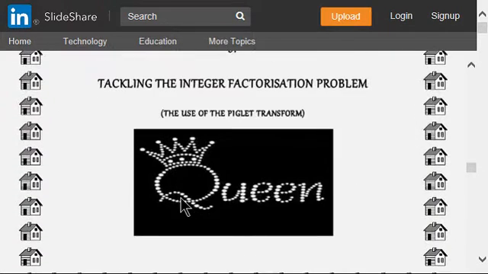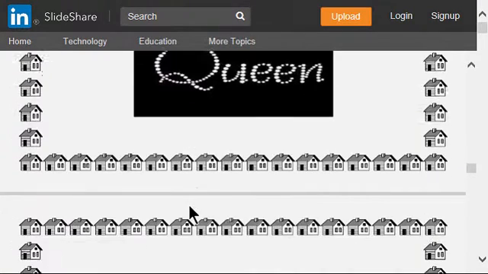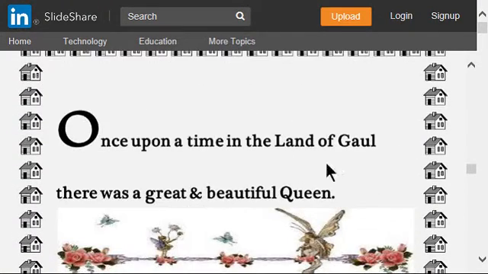retold. We tackle a problem called integer factorization, breaking up a composite integer into its factors. We use what is called the Piglet transform. Here is a story. Once upon a time, there was a famous queen. Once upon a time, in the land of Gaul, there was a great and beautiful queen.